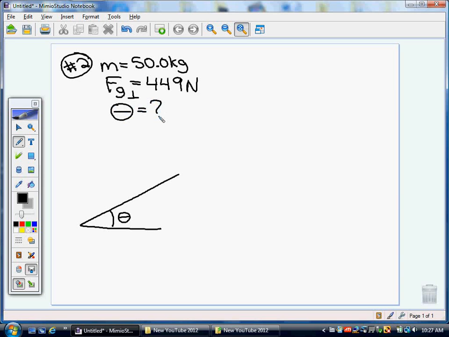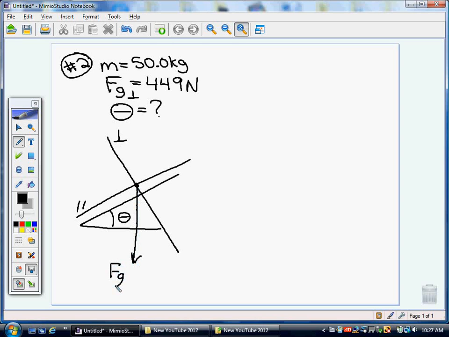Now when you start this problem, the first thing you want to do is draw on your axes. These axes must be perpendicular to one another. And on here, we label them the parallel axis and the perpendicular axis. Now, gravity will always be straight down, no matter what the tilt is. And that is the weight of our person.